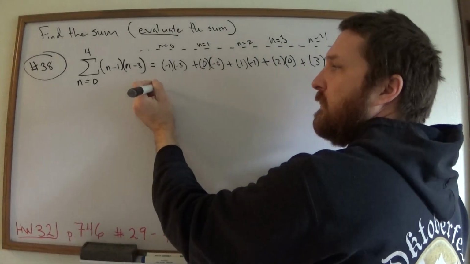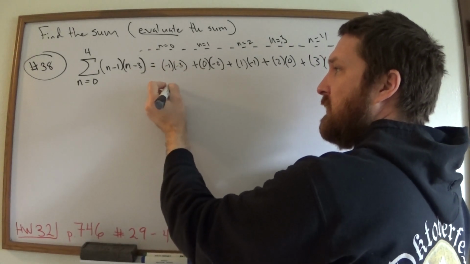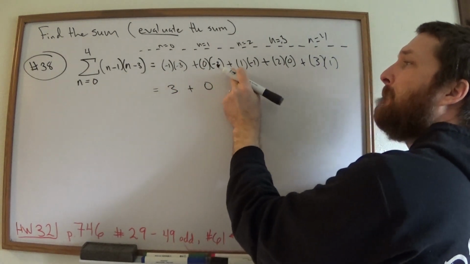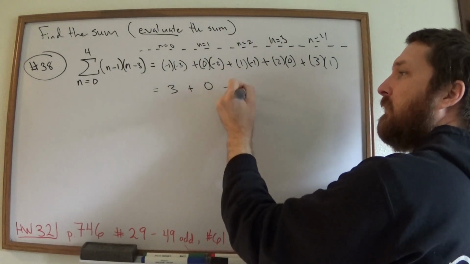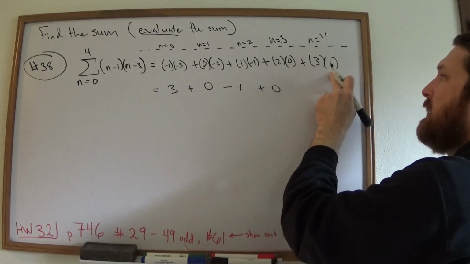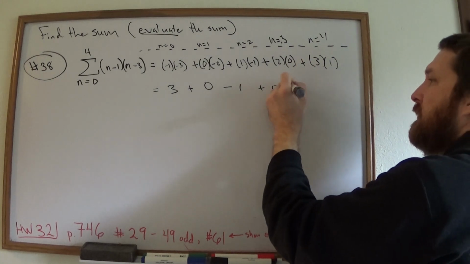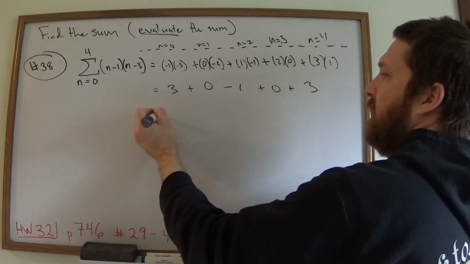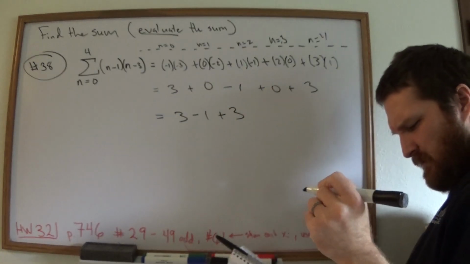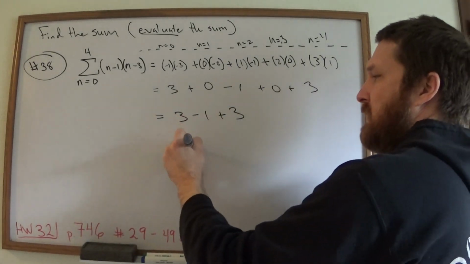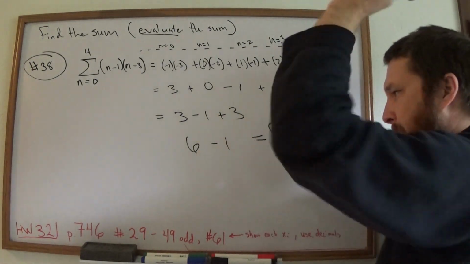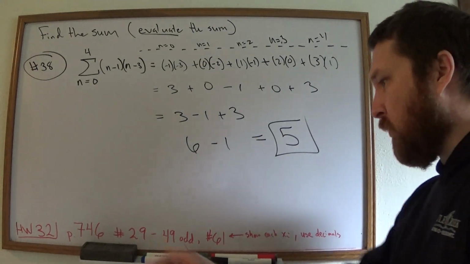So now, we're just going to go through and evaluate these. The negatives cancel. 0, stop thinking about it. Plus a negative 1 is negative 1. Plus a 0 is 0. Plus 3 times 1 is 3. So we have 3 minus 1 plus 3. Is that what I got here? Yep, 3 minus 1 plus 3. Same thing as 6 minus 1 should be 5. There's your answer.